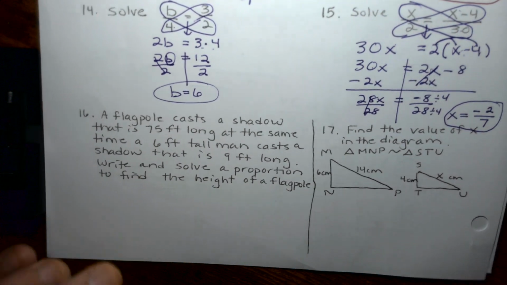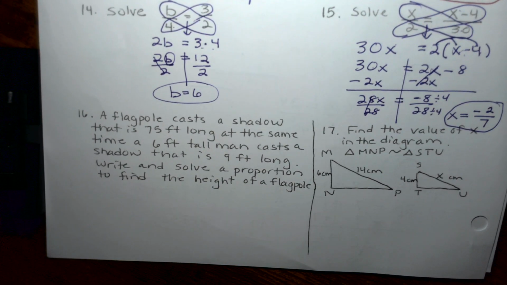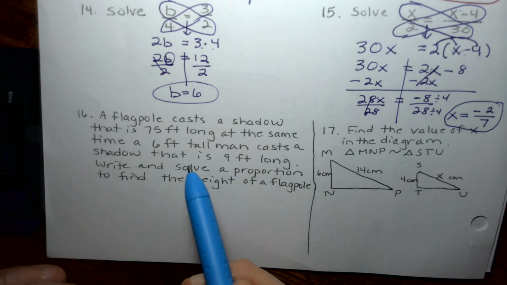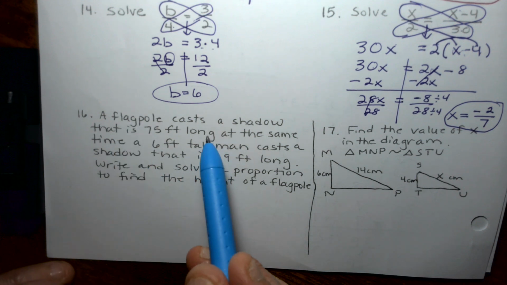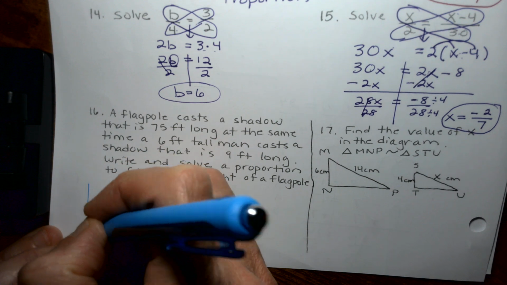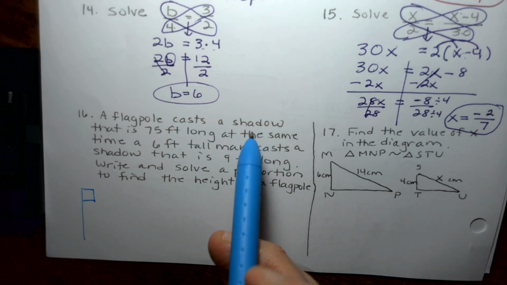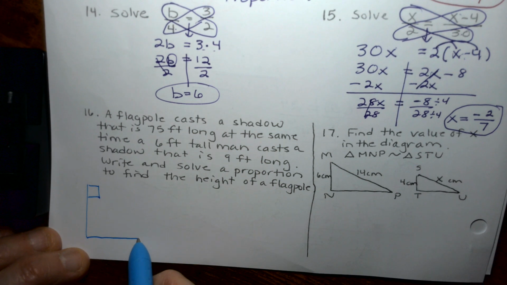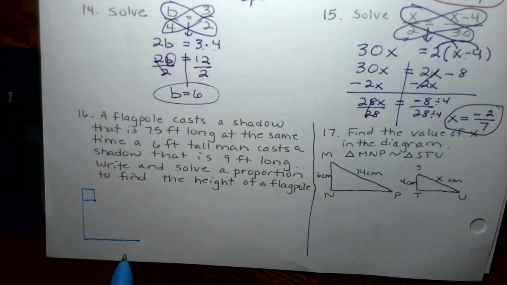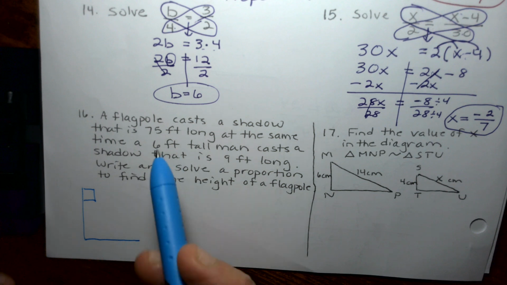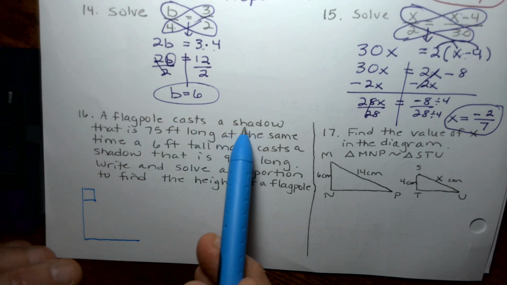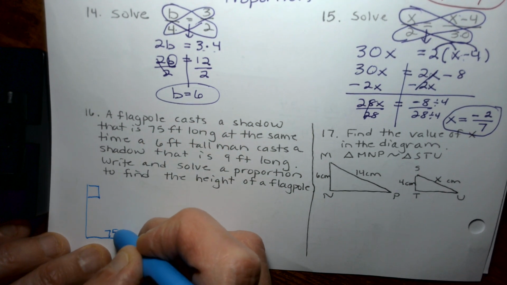All right. Now we get to the similarity problems. Half the battle here is drawing the right picture. So a flagpole. As soon as I see a flagpole, I'm going to just draw myself a little flagpole. It casts a shadow. Shadows are always on the ground, so make a shadow coming out from your flagpole that is 75 feet long. Make sure you don't label the flagpole 75. It's the shadow that is 75 feet.